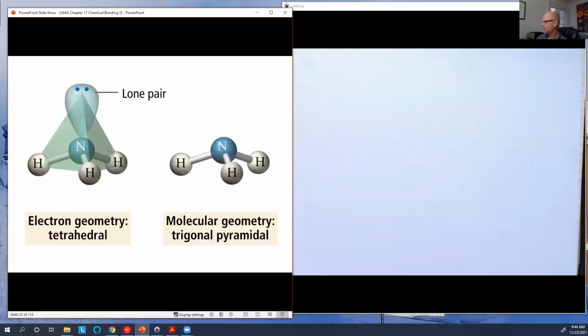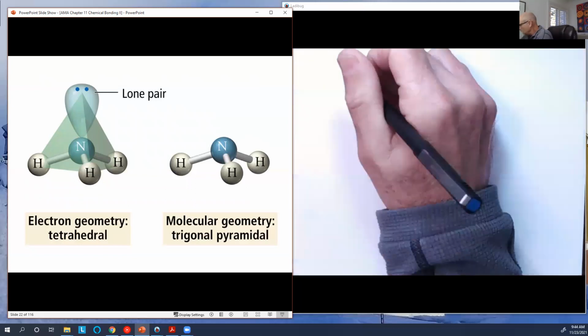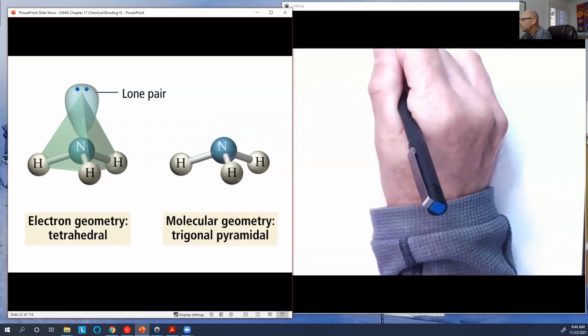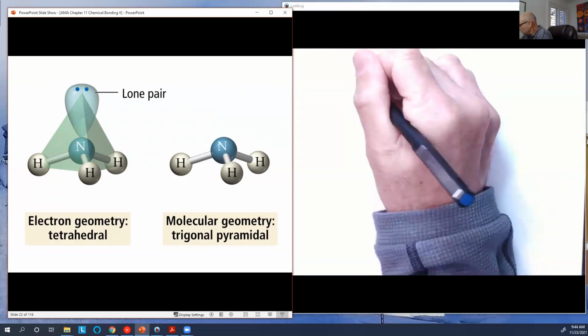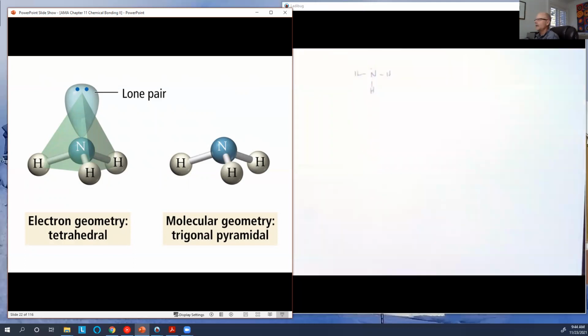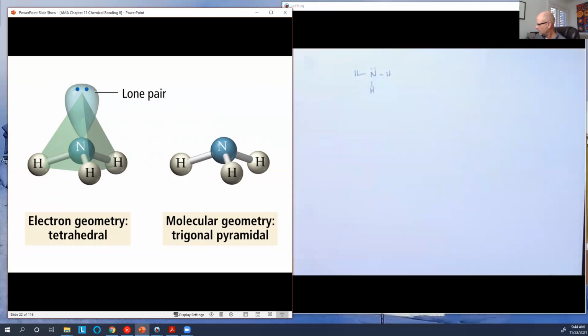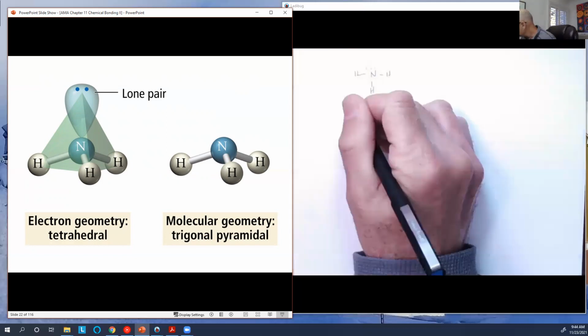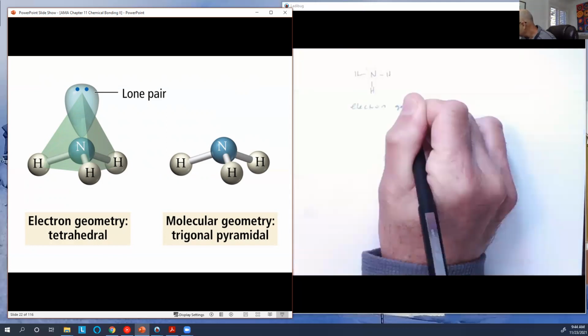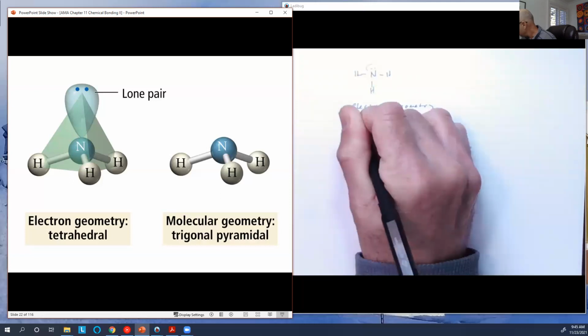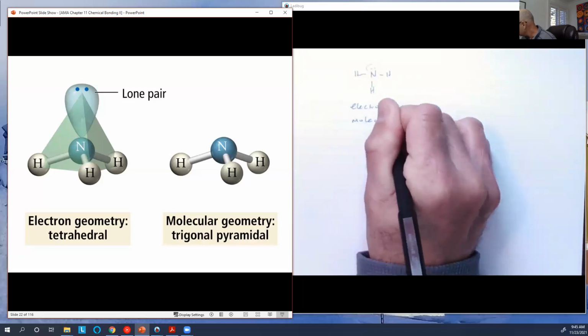So, for example, if we look at the Lewis structure for ammonia, it looks like that, right? And so you have 1, 2, 3, 4 electron groups, but one of them is a lone pair. So how do we deal with that when predicting the geometry of the molecule? Well, I want to distinguish real quickly between the electron geometry and the molecular geometry.